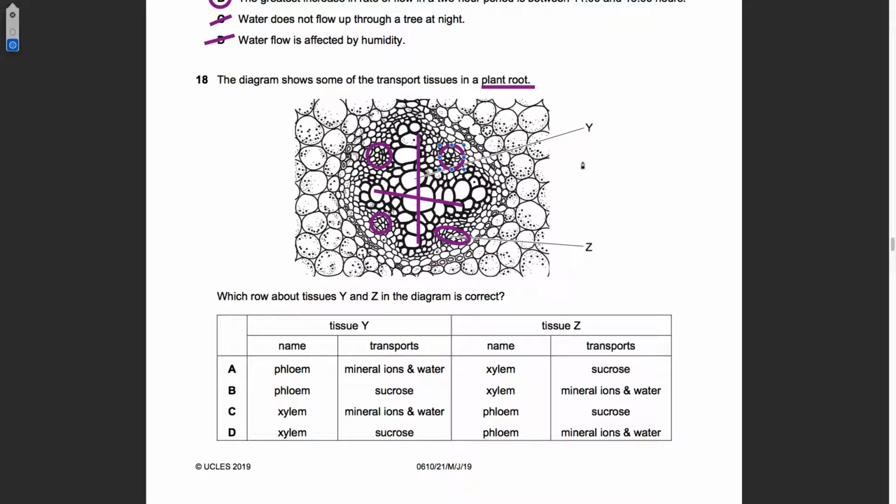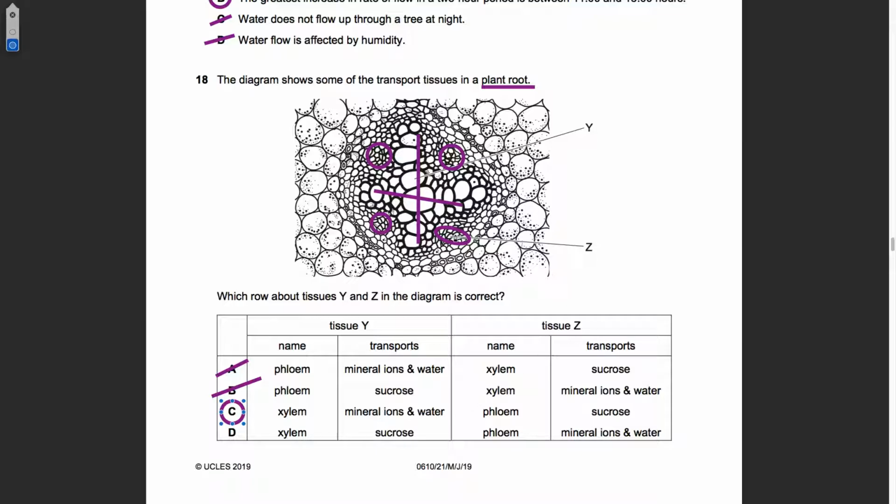So first of all, let's give ourselves a helping hand. Let's go to the table and see what we can get rid of, so that we can focus on maybe just 2 out of 4 answers. If we go to the table, tissue Y, we are looking for xylem to be under the name of tissue Y. Only 2 of them correctly say xylem. So let's eliminate the 2 that must be wrong, because straight away this is incorrect. It doesn't matter if the other parts are right. It has to be correct for every single column in the table. Now, between C and D, if you know the job of xylem, you can quite easily recognise that C is the correct answer, that xylem transports mineral ions and water.